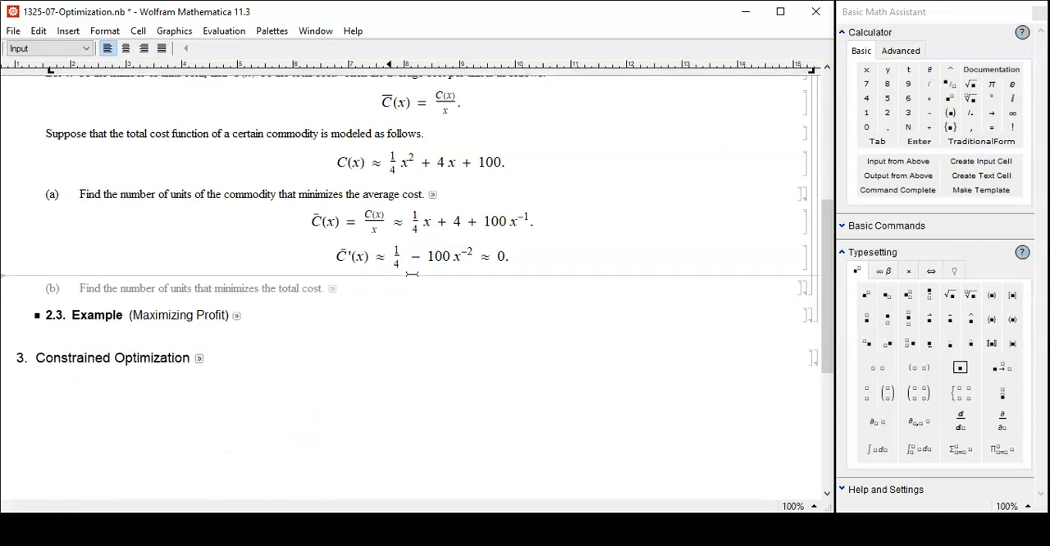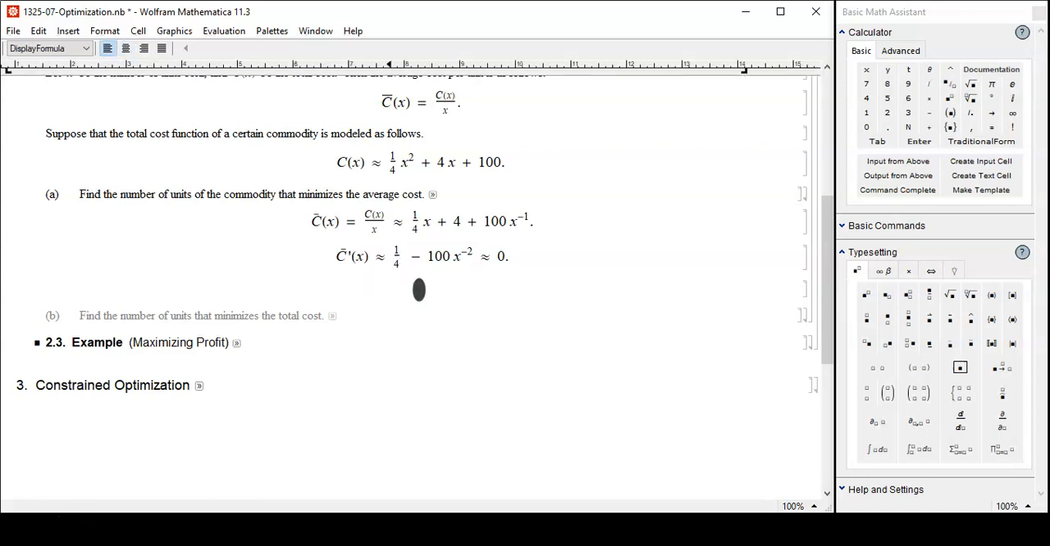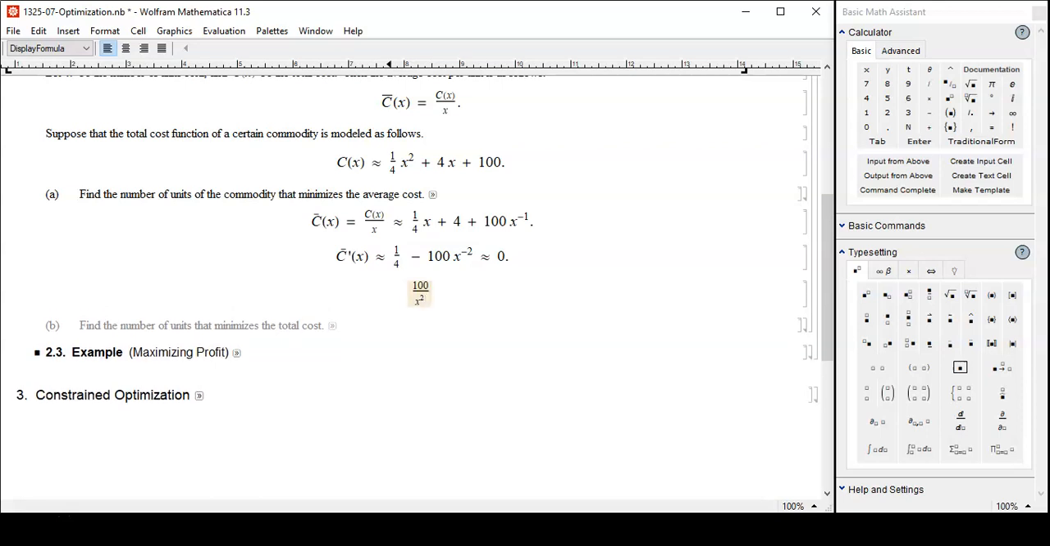Take the derivative, set it equal to 0. Looks like we have to solve this equation. And let's see, that is 100 over x squared is 1/4, isn't it? If I flip it over, so x squared over 100 is 4. If I flip both left hand side and right hand side, x squared is 400.